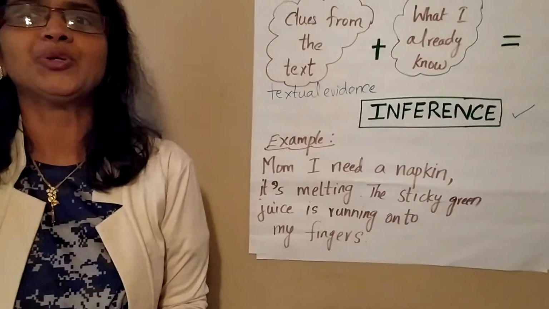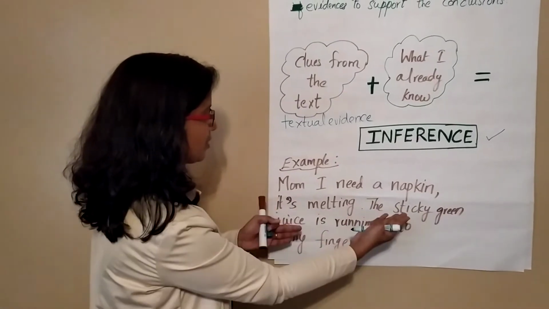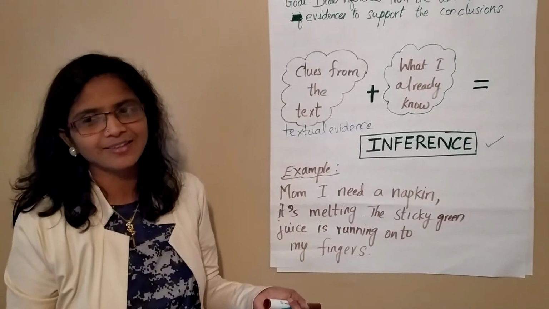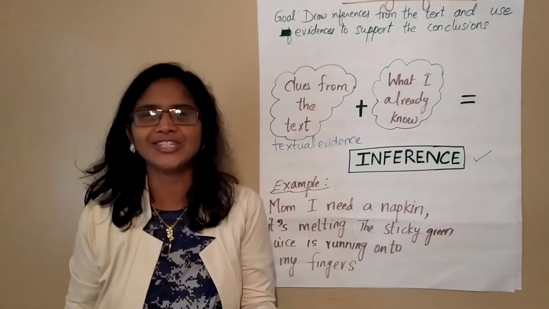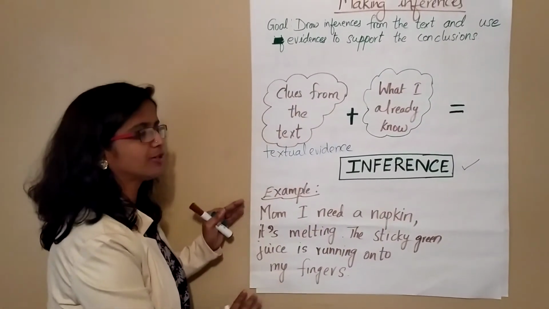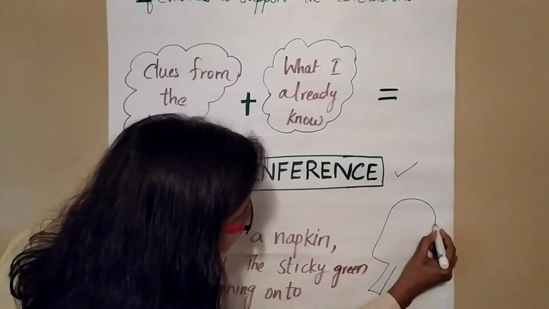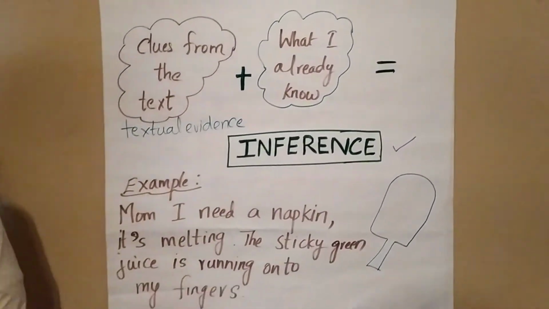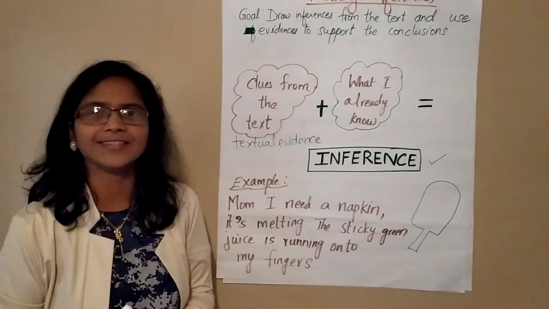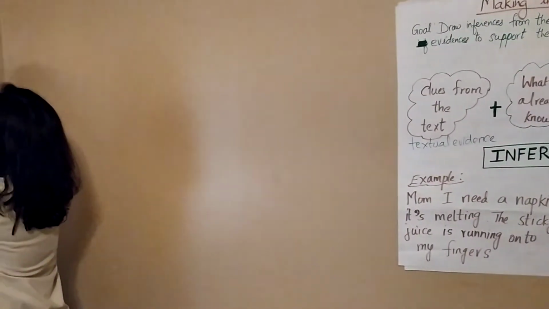Now, can you quickly guess what it is about? She talks about a sticky substance which is melting and running onto her fingers. Yes, very yummy, right? Something which is delicious. What is it? Even without a word mentioned, we know that it is a green popsicle. Is your guess right? Absolutely, yes, it is.